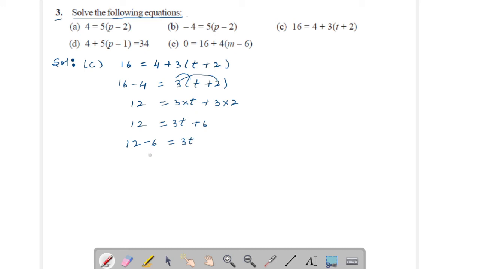Solve this. 12 minus 6, it is 6 equal to 3t. Here again transpose 3 to left hand side, it will be divided. That is 6 upon 3 equal to t. Solve this. Simplify, 3 1s are 3, 3 2s are 6. 2 equal to t, or this can also be written as t equal to 2. This is the solution. Now come to D part.